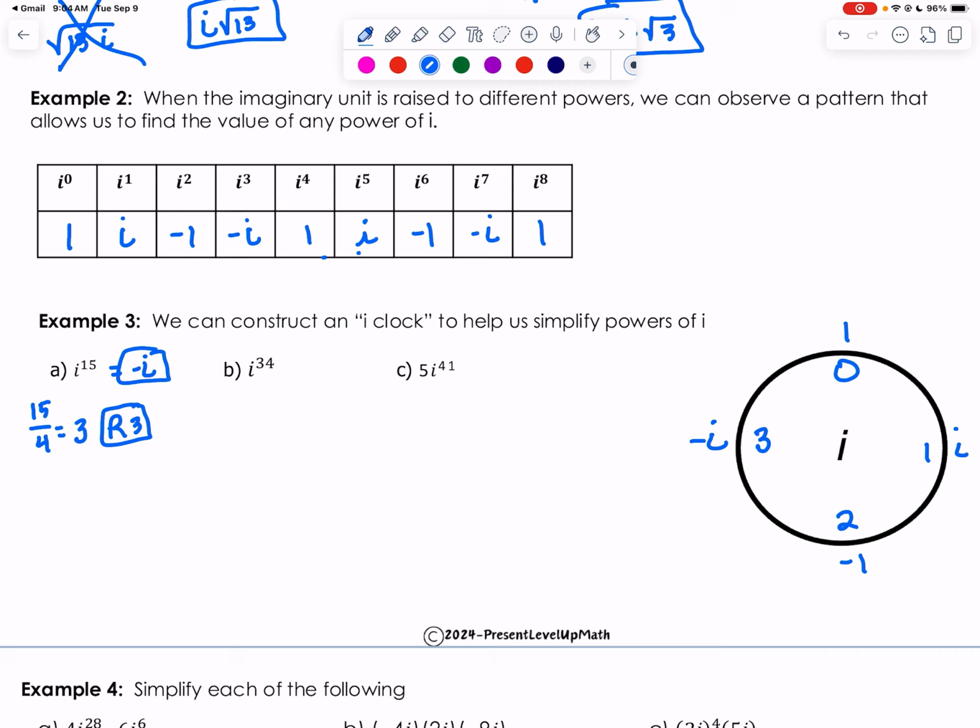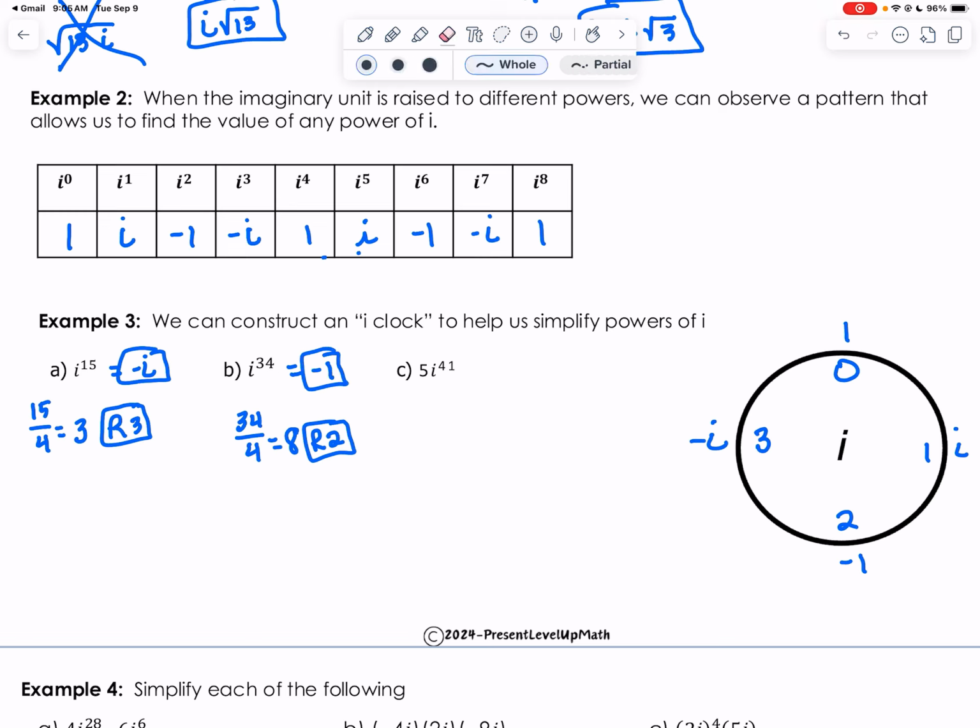All right. So i^34, again, you'll take your power and divide it by 4, and you're trying to find your remainder. So 4 goes into 34 8 times with a remainder of 2. So again, all you care about is your remainder of 2. So according to our clock, when our remainder is 2, our answer is negative 1.